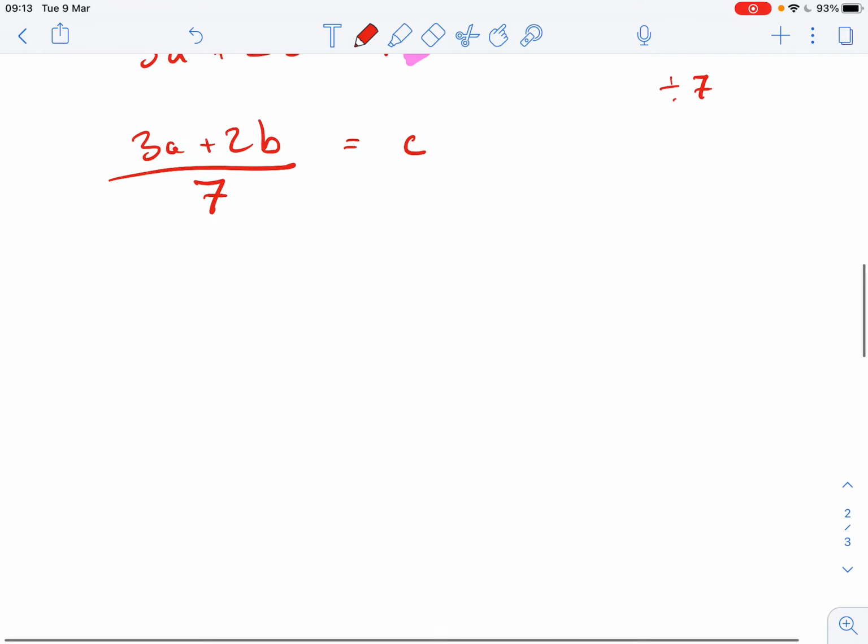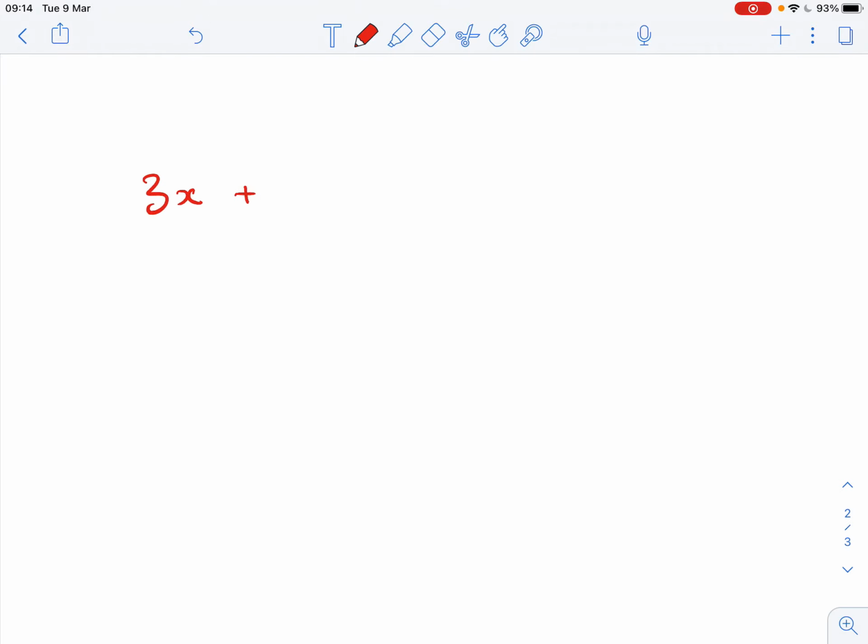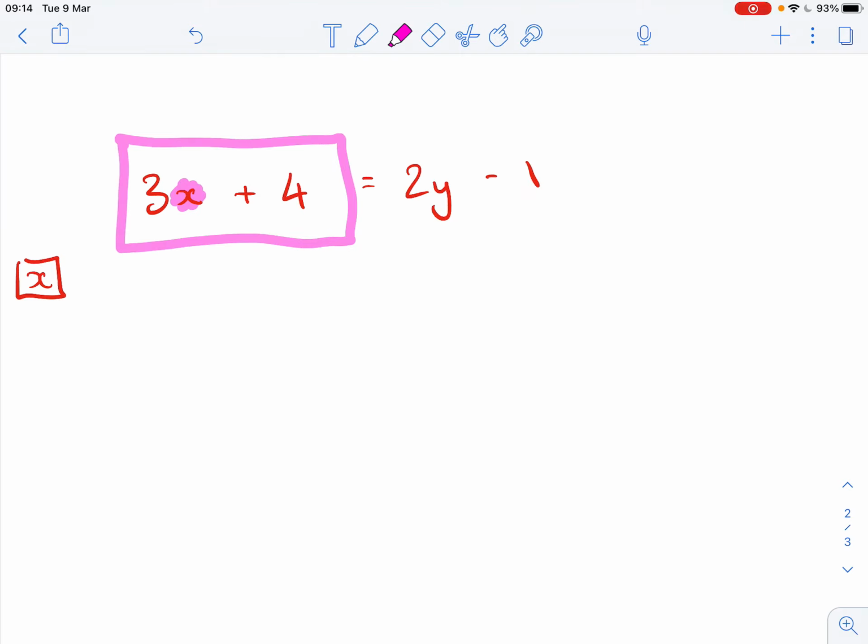Okay, let's do one final example. So I'm going to say 3x plus 4 equals 2y minus 1. And we're going to make x the subject for this. So again, just focus on x, focus on this side of the equation and think what's happening. In fact, I'm going to change it slightly because we've done 3 to death already. Let's make it 7. Oh no, I've done 7 to death. Let's go 5x plus 4.